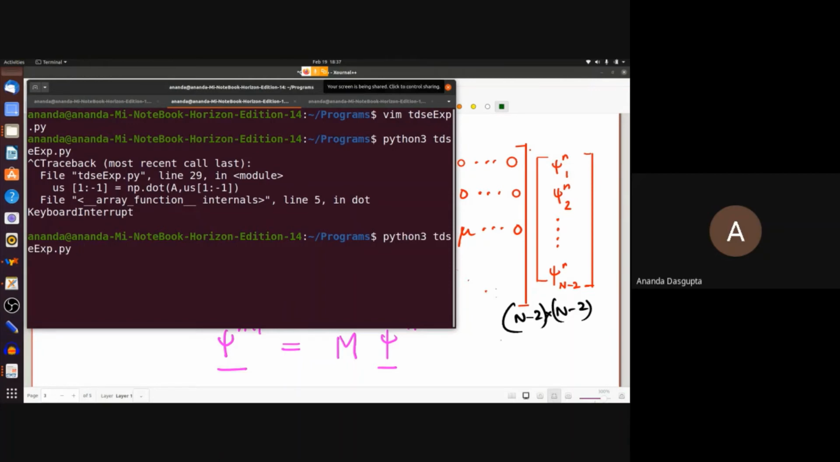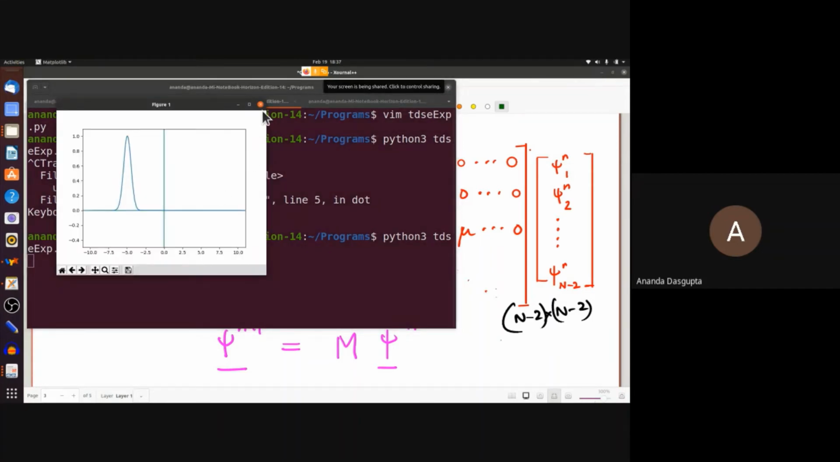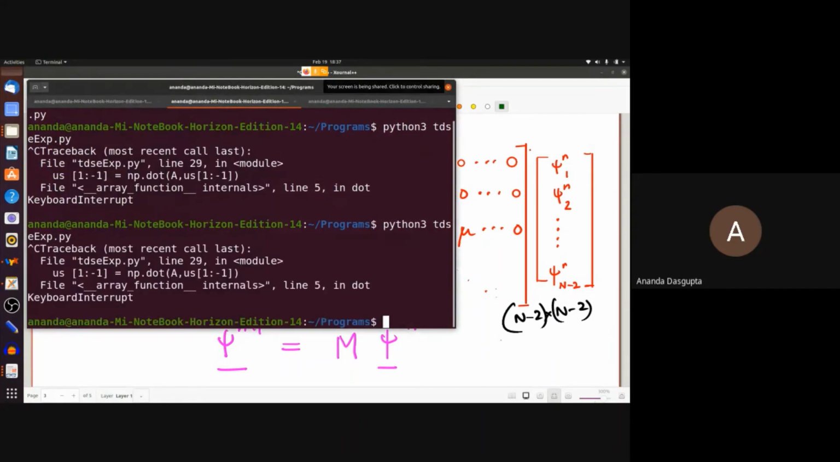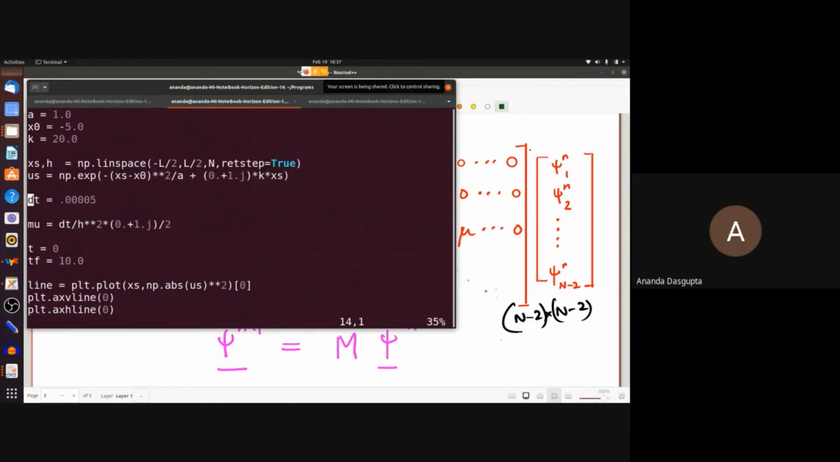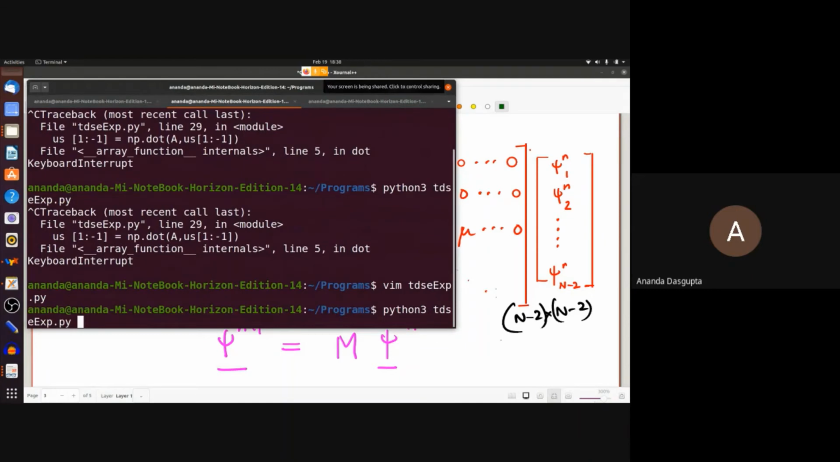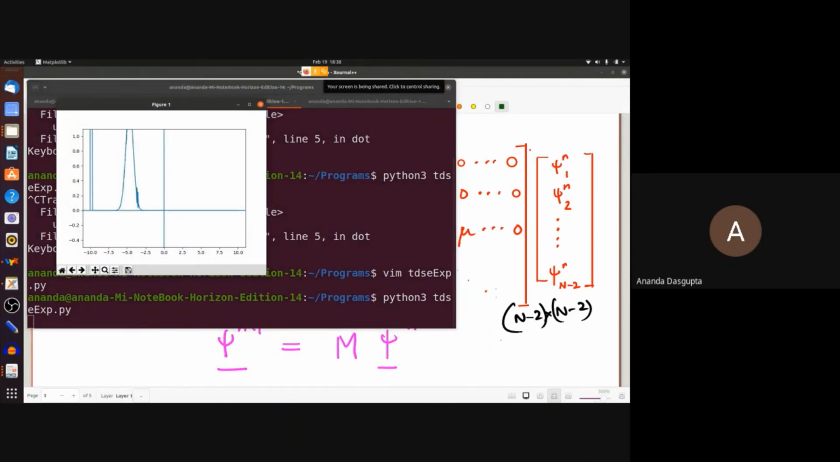Okay, but let's see. Let me try to improve upon this a bit. Oh, sorry. I ran the program again. Let me just edit the program. Just change dt to a slightly larger value. Maybe just make it 10 times larger. 0.0005, still pretty tiny, right? Now notice what has happened. Okay, you have got an output which is completely crazy.